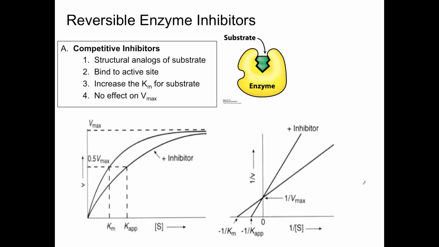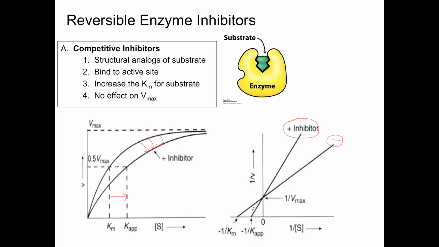We can see their effect on the Michaelis-Menten curve here, and you can see that it shifts the curve downward. Because these are competitive, they can be outcompeted with increasing amounts of substrate, so the Vmax doesn't decrease and the Km is increased. We can see that here. You can also see that on the corresponding Lineweaver-Burk plot, in the absence and in the presence of the inhibitor.